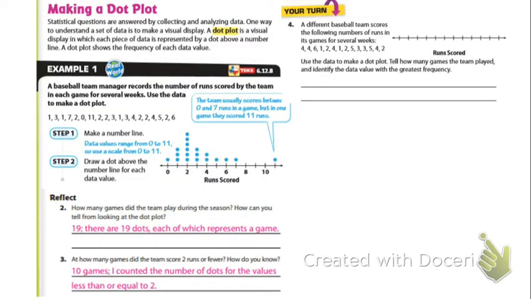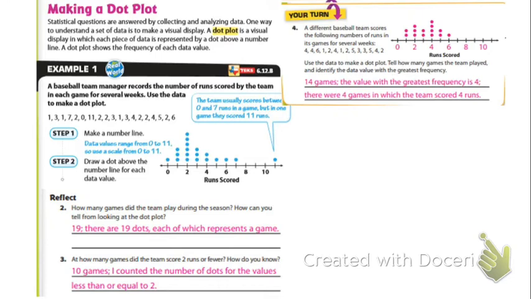I'd like for y'all to try number 4. Alrighty, so a different baseball team scores the following numbers of runs in its games for several weeks. And this is what y'all should have had, ladies and gentlemen. Okay. Alright, so moving on.